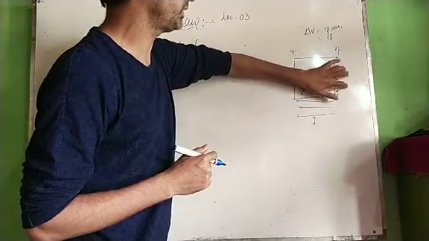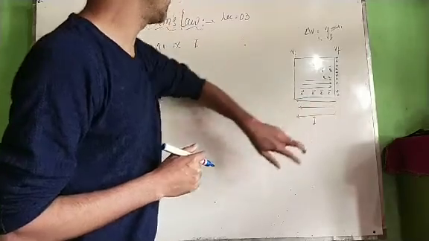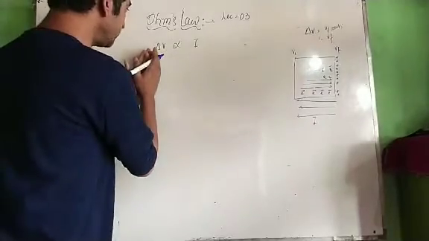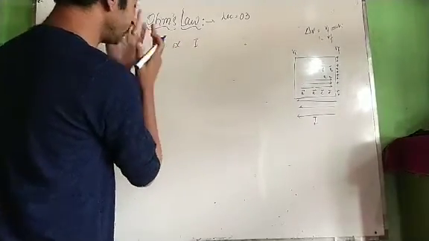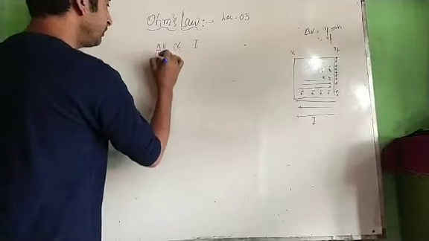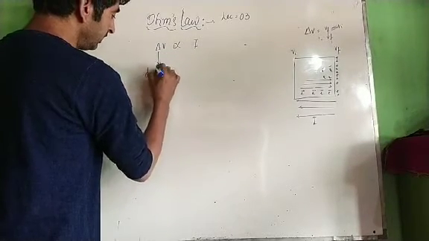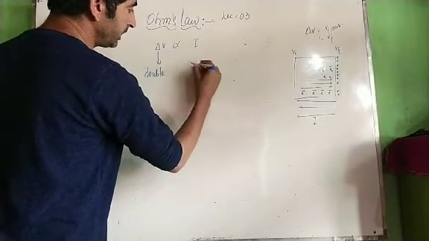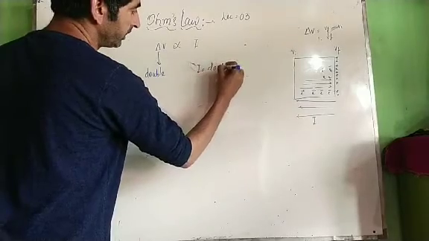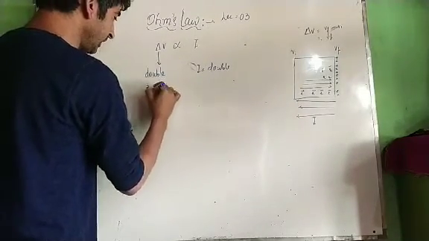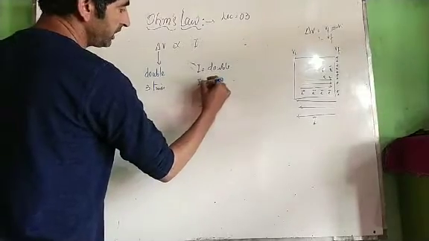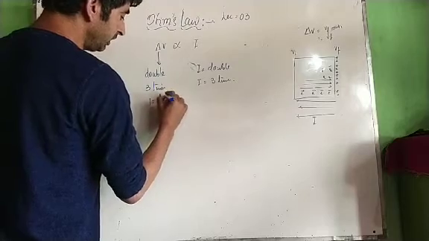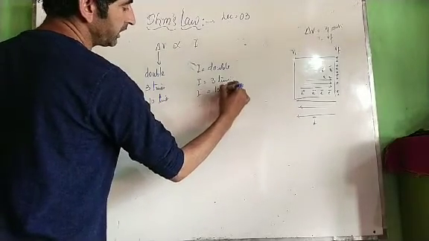It means the greater the potential, the greater the flow of current. That means del V is directly proportional to I. This potential difference is directly proportional to the current flowing. If you double this potential, the current becomes double. If you make this potential 3 times, I becomes 3 times. If you make it 10 times, I becomes 10 times. It is directly proportional.